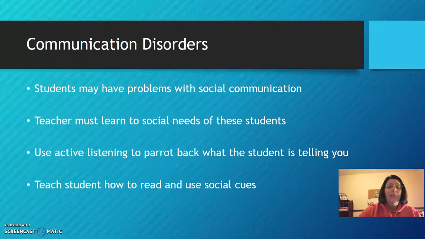One of the really important things to do is to use active listening to parrot back what the student is telling you. And as a teacher, that means you need to make sure to have one-on-one time with that student, to sit down, make eye contact, listen to what they're saying, and be patient enough to understand and decode what that student is trying to tell you, and to also give them eye contact and social cues, and to help teach that student how to use social cues to understand what's going on.